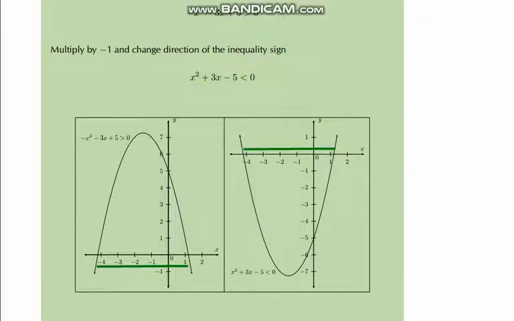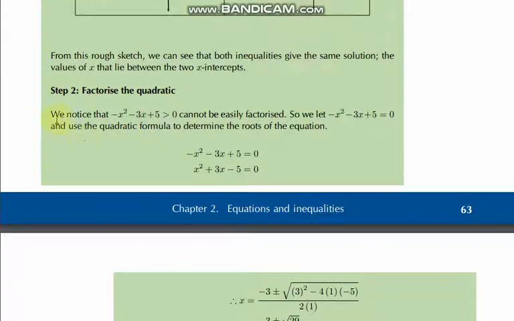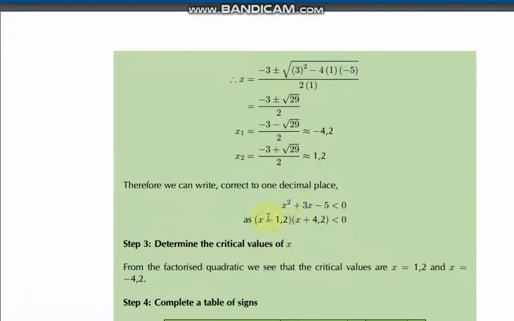So if you've ever asked yourself why you have to change an inequality sign, just look at that and really try to be happy with that. That's really why. Okay, anyway, let's solve this. We notice that minus x squared minus 3x plus 5 greater than 0 cannot be easily factorized. So we're going to put it in an equation, right?